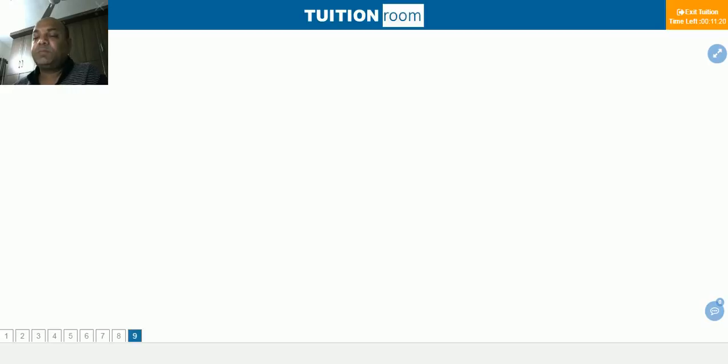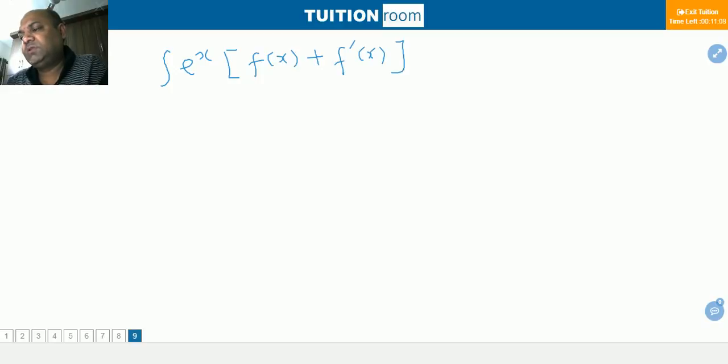How will we remember it? Here inside the integral sign is e raised to power x times fx plus f dash x. What is the relation? Here it is fx and here it is f dash x. And we will get the answer e raised to power x into fx. It should be exactly e raised to power x times fx plus f dash x dx, and the final answer will be e raised to power x fx. I will prove it today.